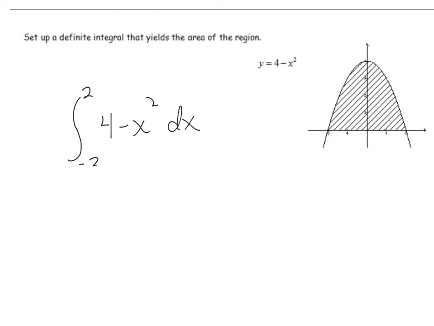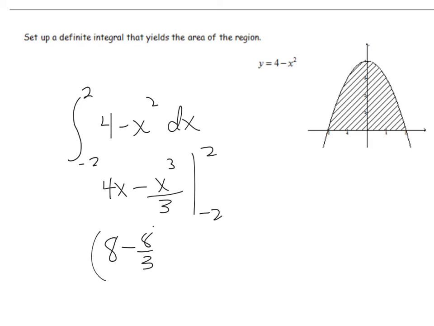And then all you would do to evaluate it is integrate from -2 to 2. Remember that we put in the upper bound first, so we would say 8 minus 8/3, minus, and then we'd put -2 in, -8 plus 8/3, and then find that out.